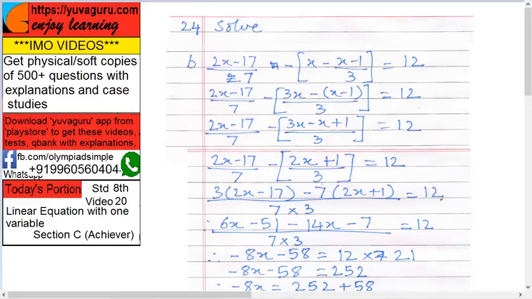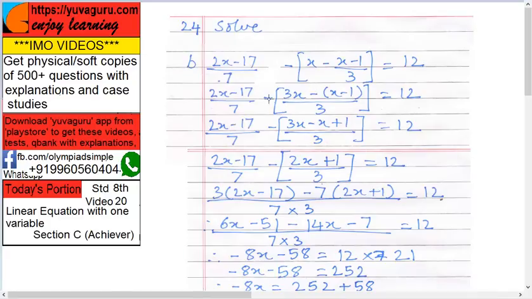We are continuing from our 19th video. We are in the 24th problem, solve the B part. So let's start. (2x minus 17) upon 7 minus [(x minus 1) upon 3] equals 12. So we have to solve this. Basically, solve this means we have to find a solution for x. So try to get x on one side and the remaining things on the other.